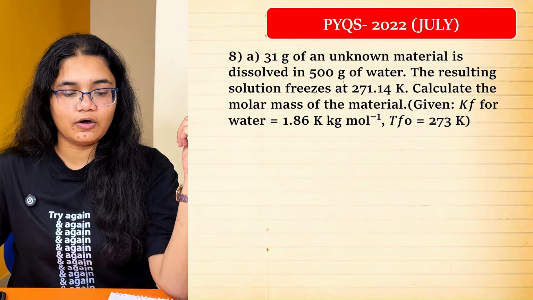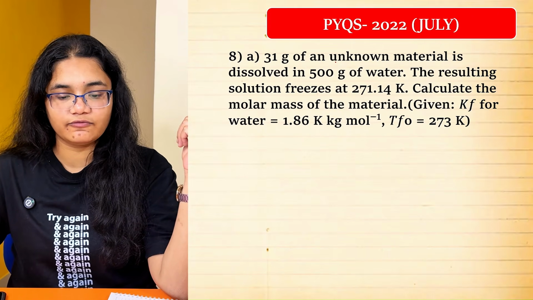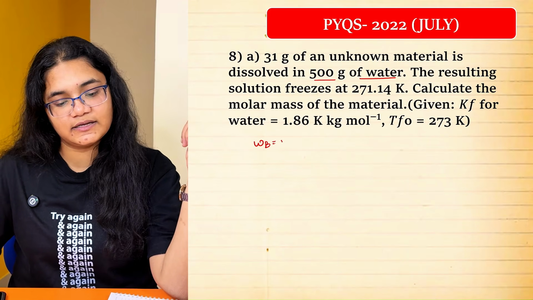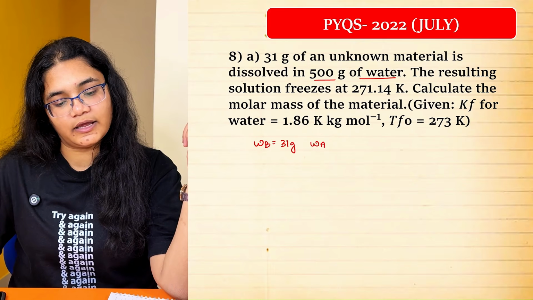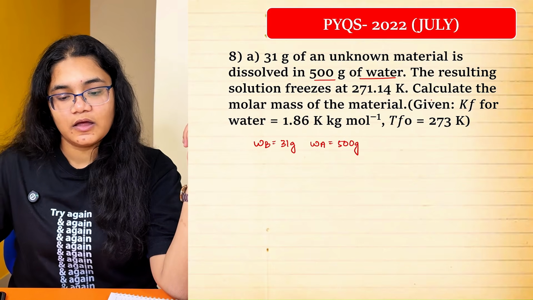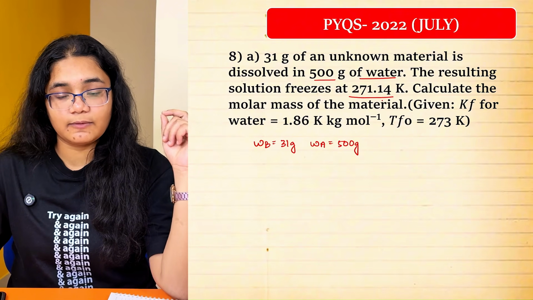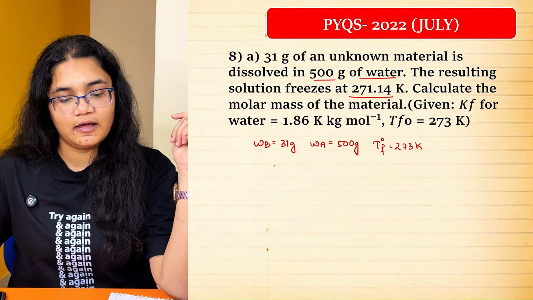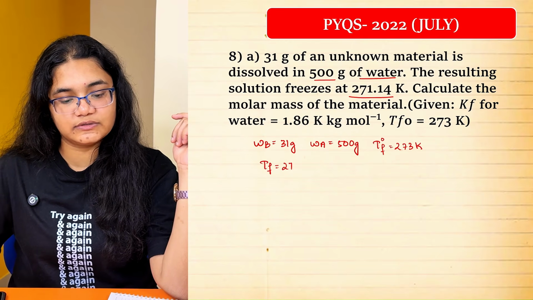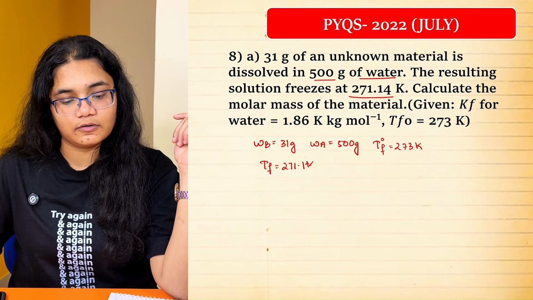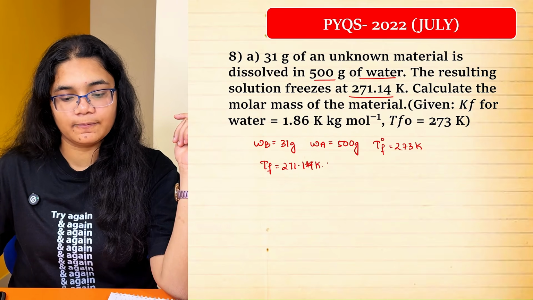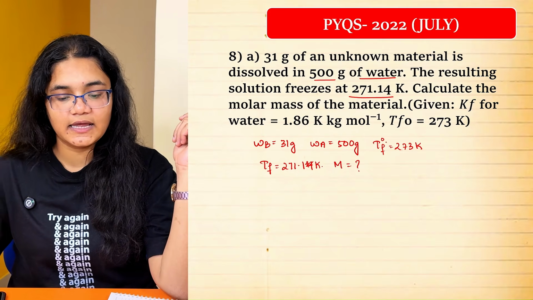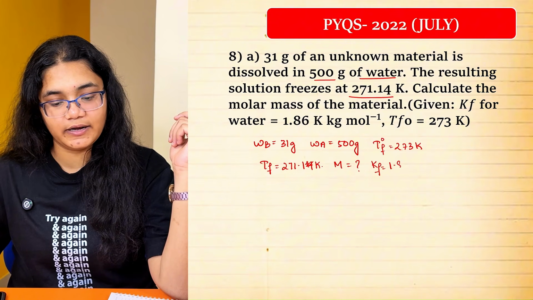Next, there is a numerical question. 31 gram of an unknown material is dissolved in 500 gram of water. So WB is 31 gram and WA is 500 grams. The resulting solution freezes at 271.14 Kelvin. T naught F is obviously 273 Kelvin, but here TF is 271.14 Kelvin. Calculate the molar mass of the material, and the value of Kf is 1.86.